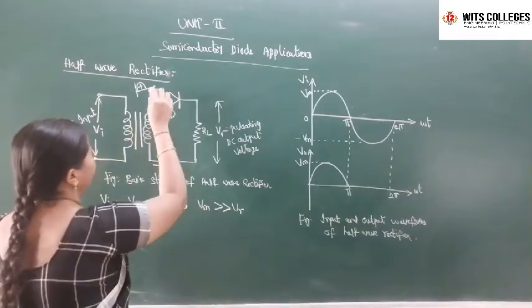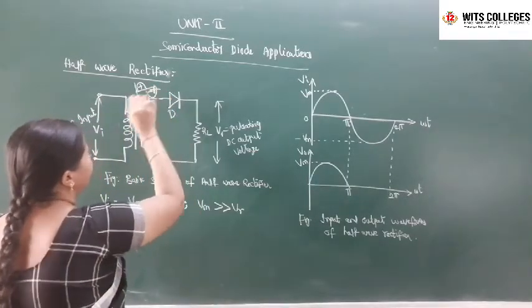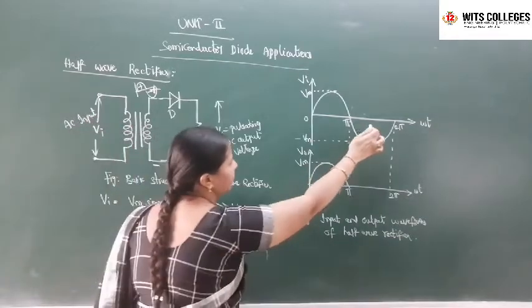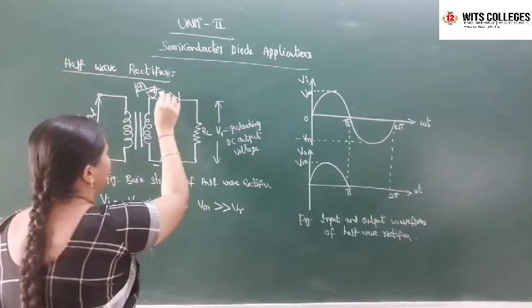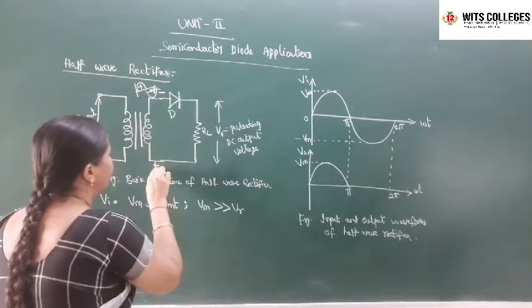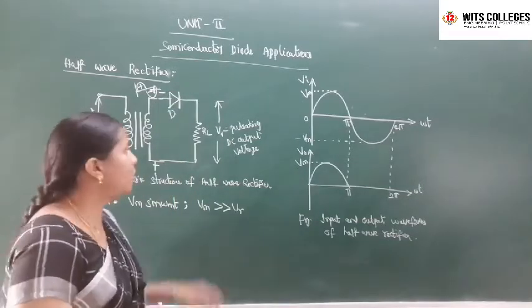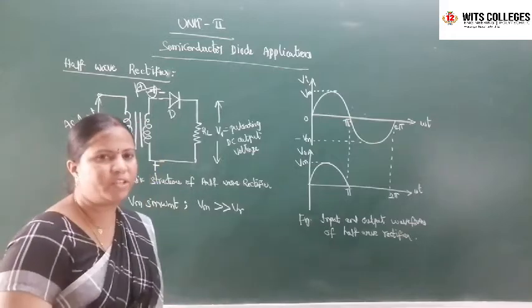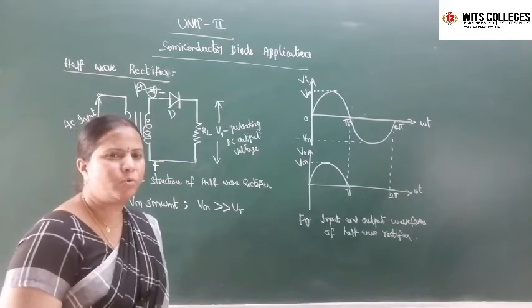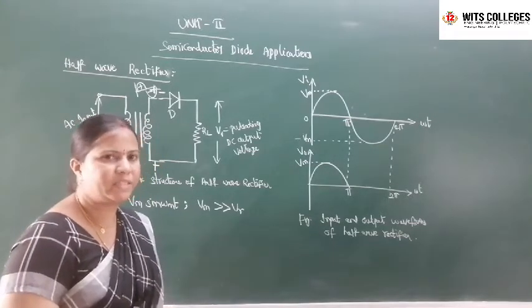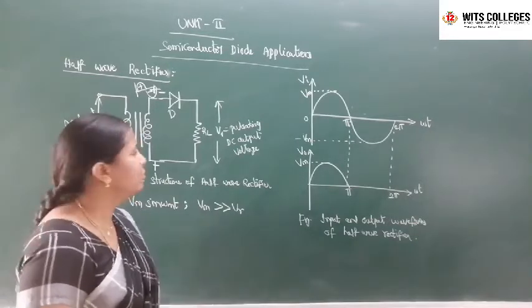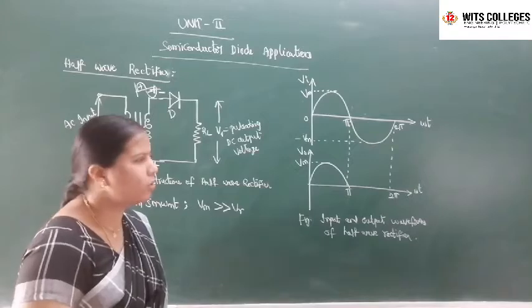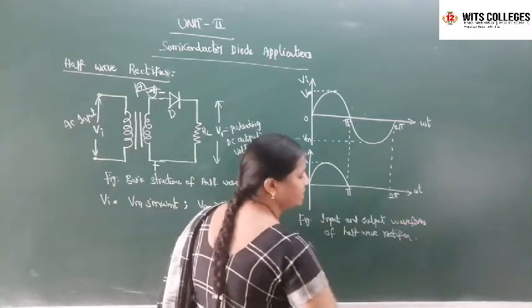So second condition, when you are giving the negative half cycle of the AC input voltage, the transformer secondary terminal A becomes negative, B becomes positive. So then the diode is said to be in reverse biased mode. In reverse biased mode, what is happening? The diode acts as an open switch. Then there is no flow of current through the resistor RL. So you are not getting any output voltage.